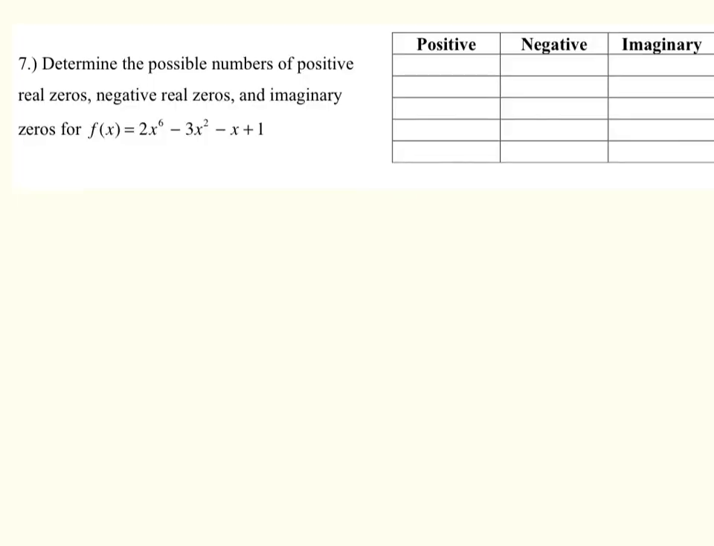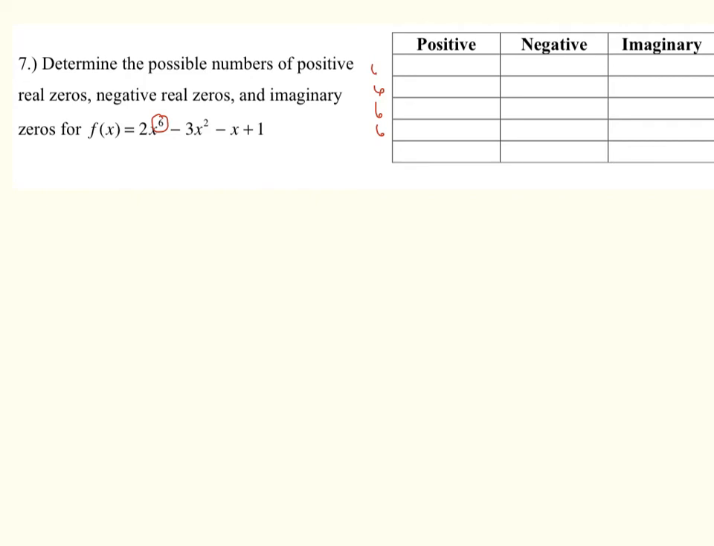Okay, so here's another example of Descartes' rule of signs. Determine the possible numbers of positive real zeros, negative real zeros, and imaginary zeros for f of x equals 2x to the 6, take away 3x squared minus x plus 6. So it's degree 6, meaning I should have 6 solutions, so every row of this table needs to add up to 6.